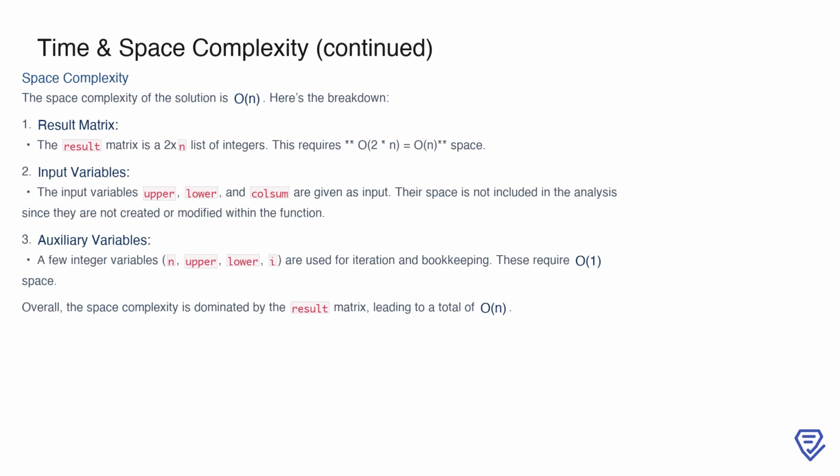The space complexity of the solution is driven by the memory used to store the result matrix. This matrix has 2 rows and n columns, which results in a space requirement of 2n, or simply O(n). The input variables upper, lower, and colsum do not contribute to the space complexity because they are provided as input and not created within the function. Beyond the result matrix, we use a few auxiliary variables, such as integers for indexing and bookkeeping, which require only O(1) space. Therefore, the overall space complexity is dominated by the result matrix, leading to a total of O(n).